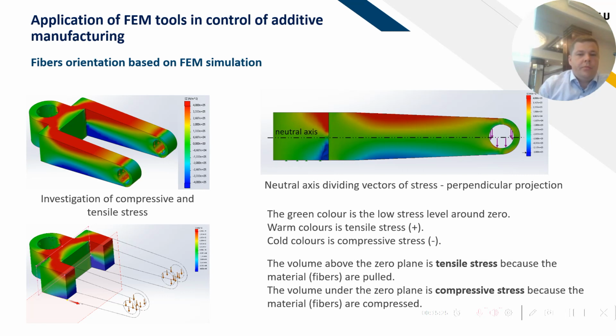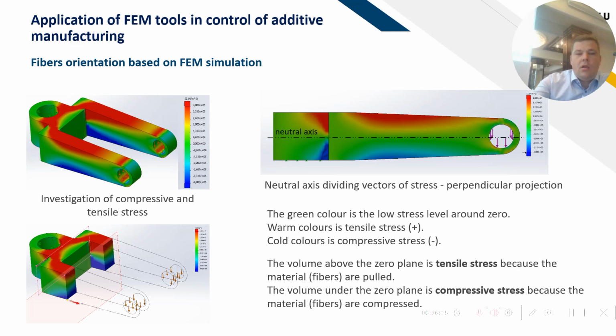and in the picture you can see the neutral axis. The neutral axis means that in this part of the component there is a zero level of stress, or near to zero. Above this neutral axis, the volume above, there is tensile stress because the material fibers are pulled, and in the volume under the zero plane, there is compressive stress because the material is compressed. So the green color is the low stress levels around zero, warm colors is tensile stress, and cold colors is compressive stress.